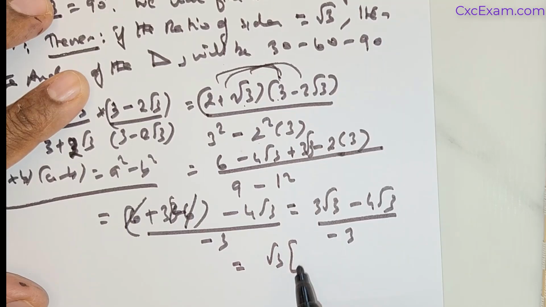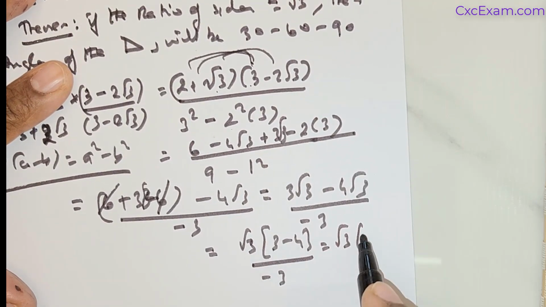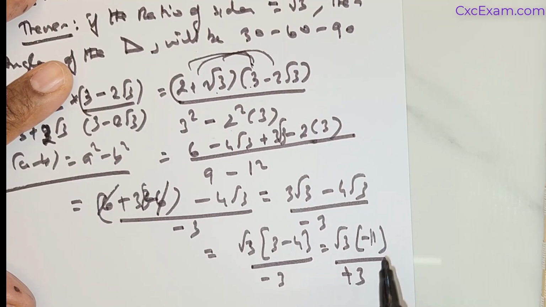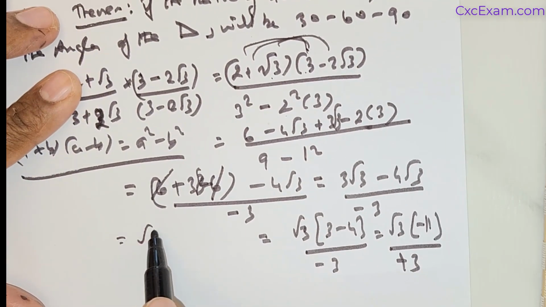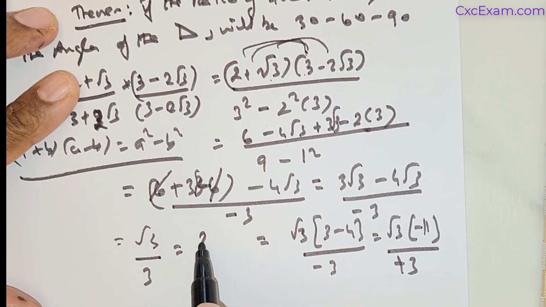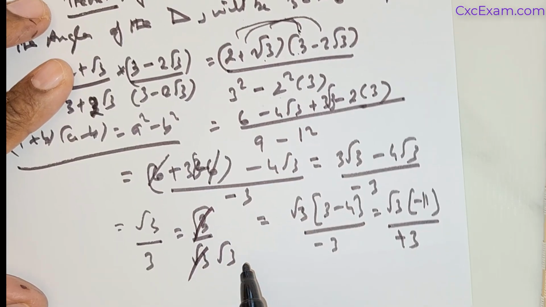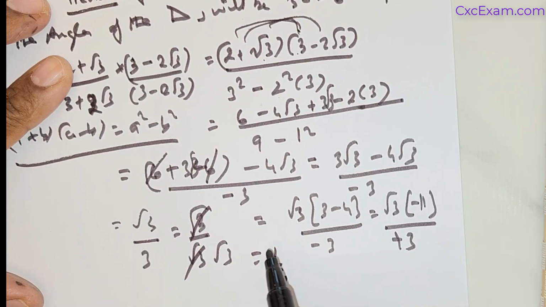So if I were to take root 3 out, I will have 3 negative 4 divided by negative 3, which is going to be root of 3. 3 negative 4 is negative 1 divided by negative 3. So negative negative become positive. So you have root of 3 divided by 3. I can rewrite this 3 to be as root of 3 times root of 3. They get cancelled, giving me 1 over root 3.